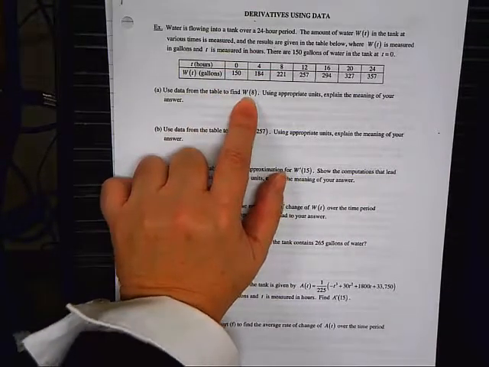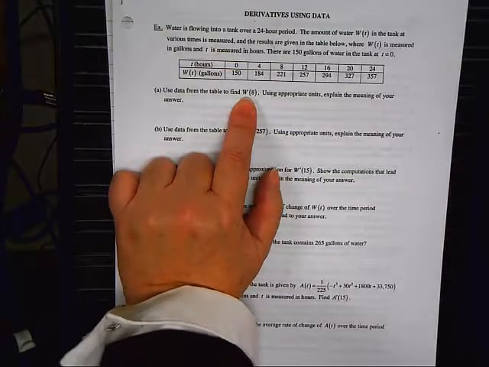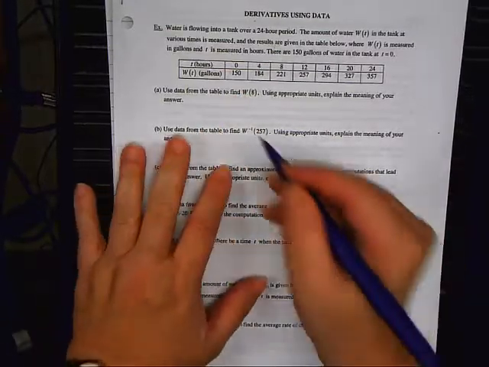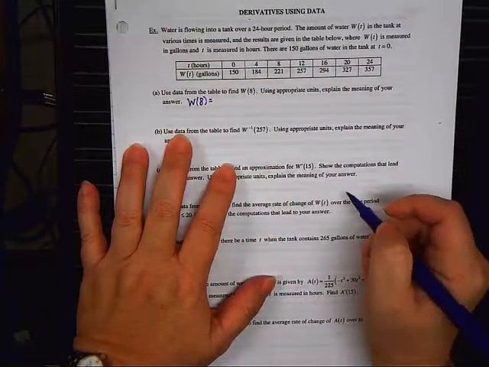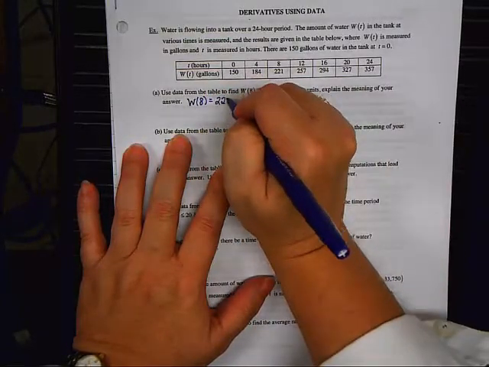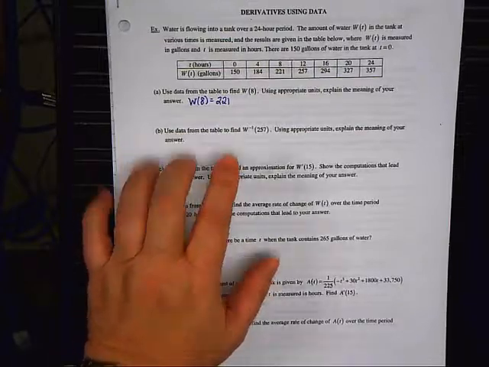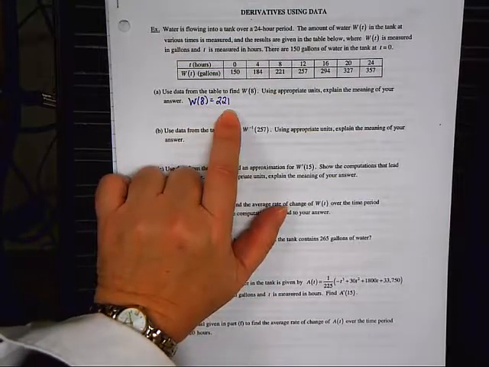Now this one says find W of 8. This is an Algebra 1 question. Okay? What is W of 8? W of 8 is what? 221. That was hard. That's what you want to find. W of 8 is 221.